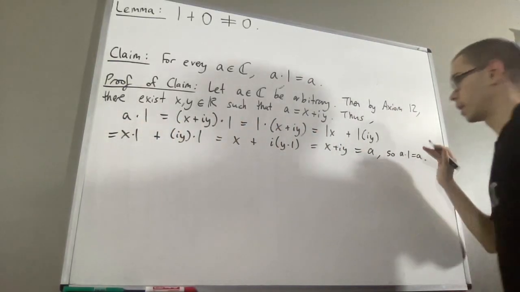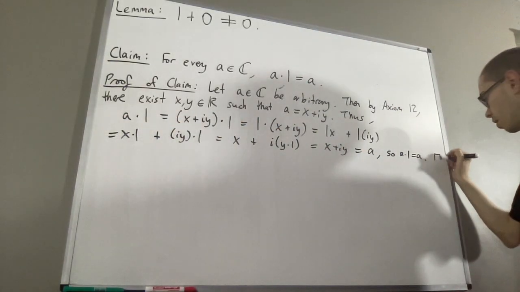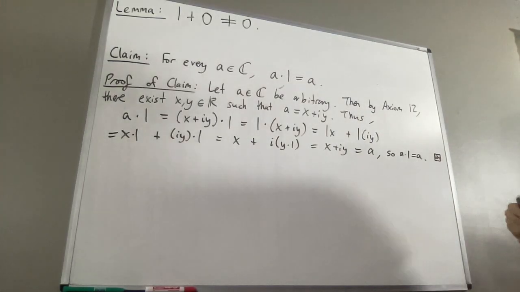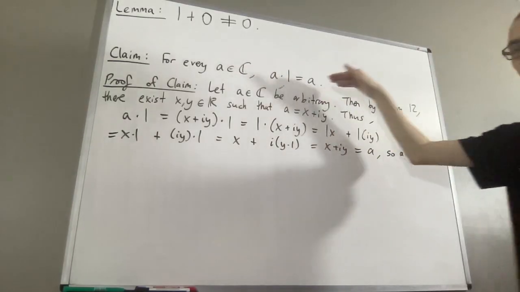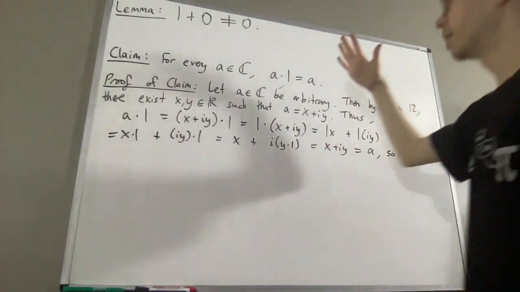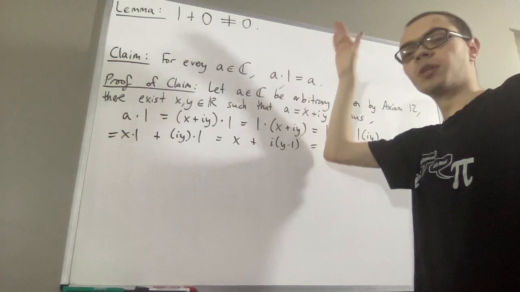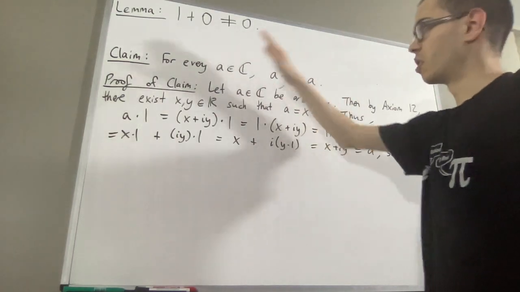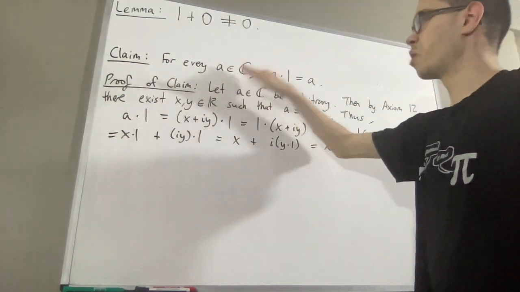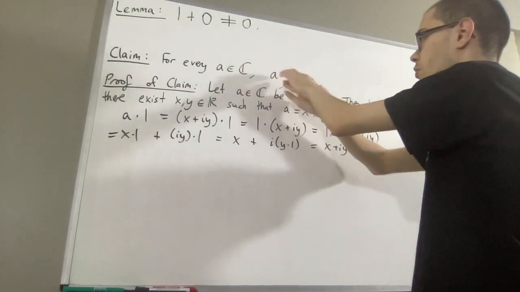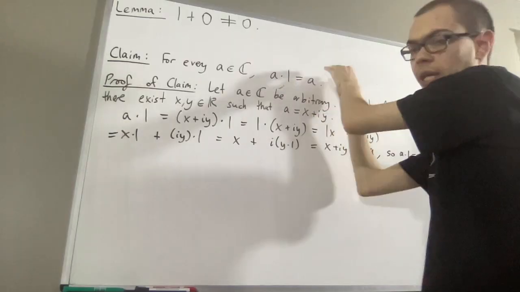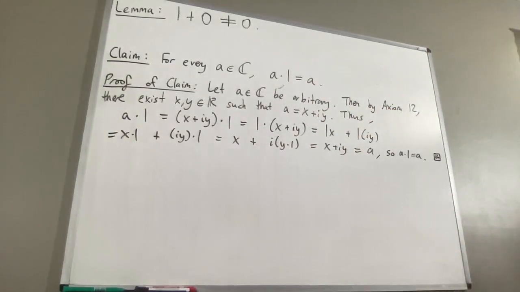And that's it. This proves our claim. So, for every complex number a, a times 1 is equal to a. And because multiplication is commutative, we also have for every complex number a, 1 times a is equal to a. So we could flip this around. A times 1 equals a, 1 times a equals a, it doesn't matter.